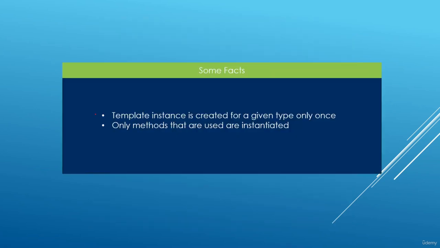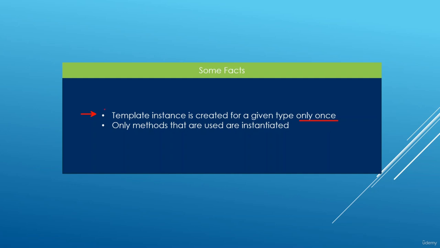One is that the template instance is going to be created for a given type only once. So for example, if we create one box container for int, and we create another one, and we create another one, all these box container objects will be using the same template instance behind the scenes. So every time you create another box container for int, you won't be creating another template instance. The only thing that will be factored in is the methods that you are using in your object that weren't being used in objects that you had before.